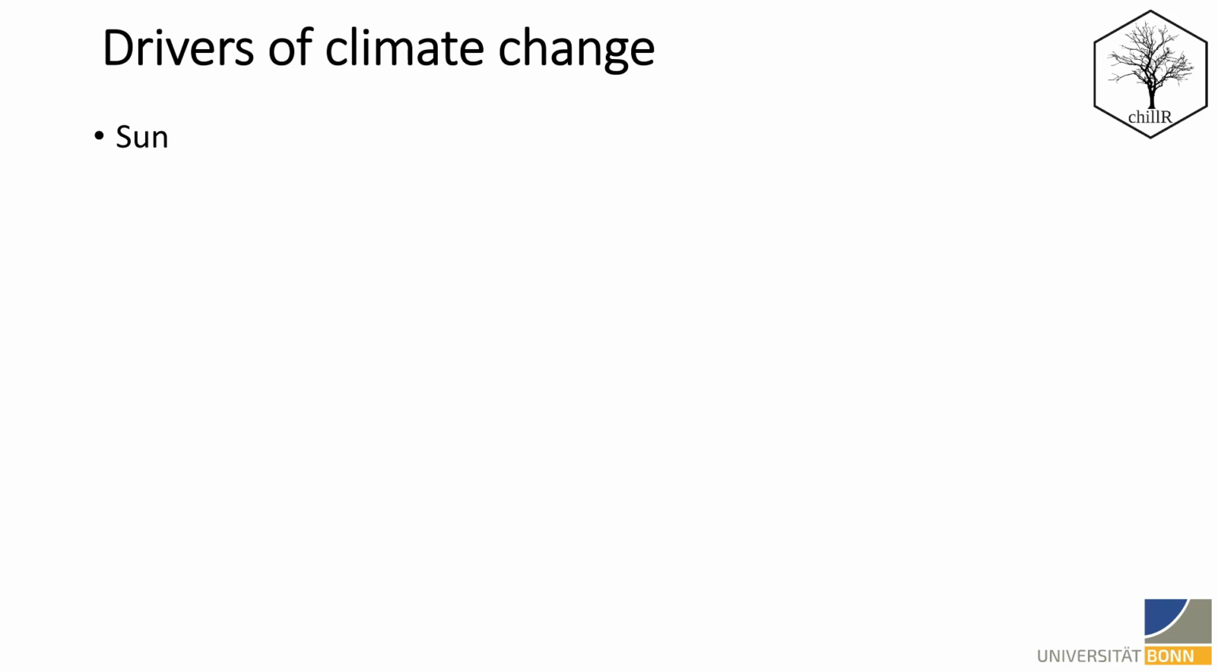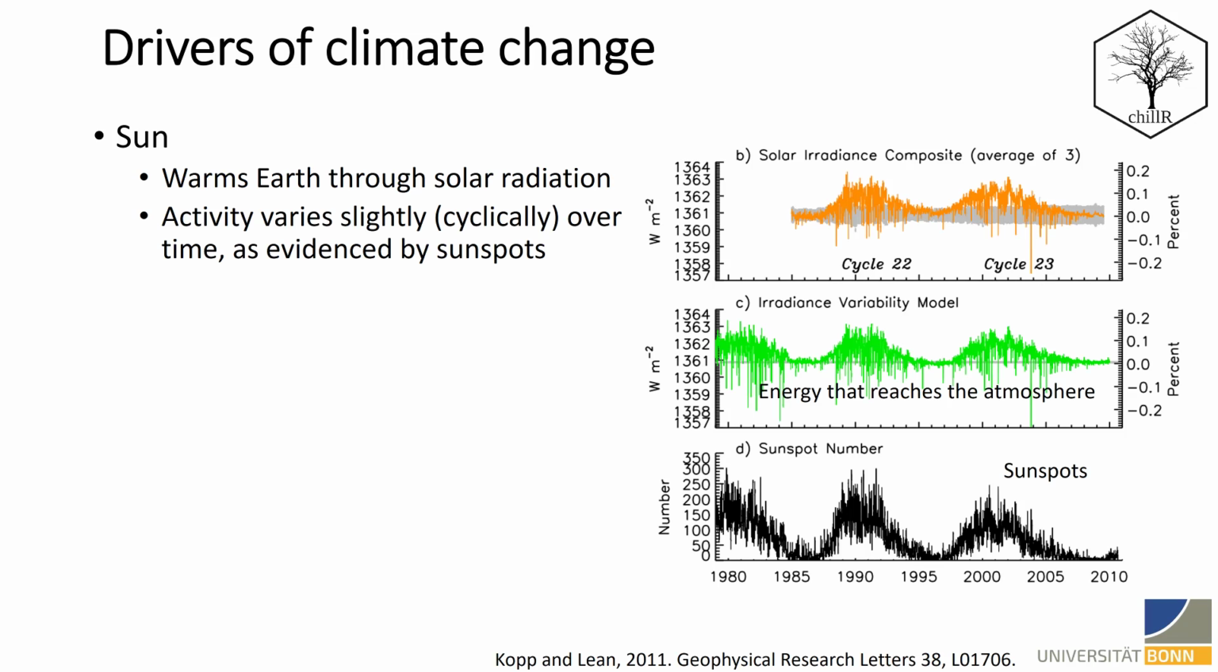Now, we'll start with the sun, because the sun is arguably the most important driver of climate on this planet. It warms the Earth through solar radiation, and it does show a bit of variability in the extent to which it warms our planet. So the amount of radiation that reaches us from the sun varies a bit over time. And you can see that illustrated here in these diagrams. The top diagram shows measured variation in solar radiation reaching the planet, and the middle graph shows a model of the same thing.